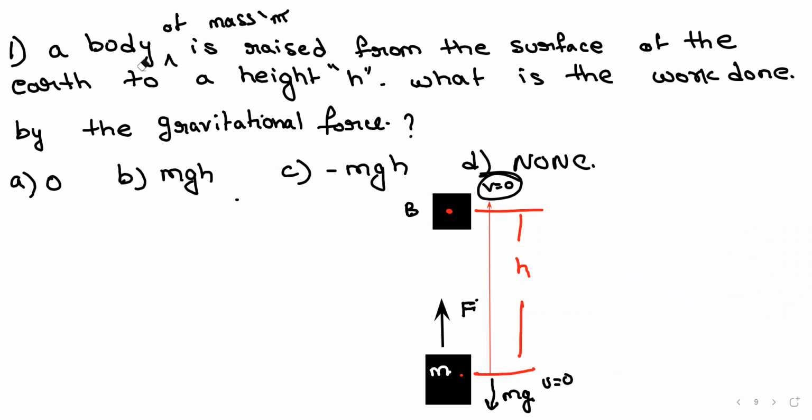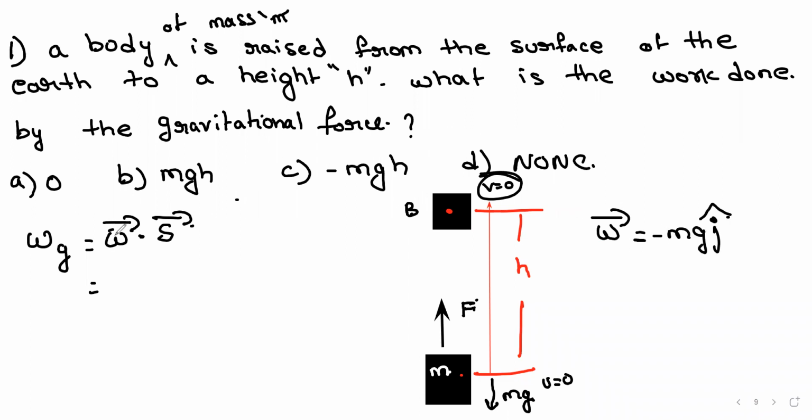So work done by gravitational force Wg is equal to, gravitational force is the weight, so weight vector dot displacement vector. Weight vector is minus mg j cap. We substitute minus mg j cap here, dot displacement vector hj. So j dot j is 1. We get the answer as minus mgh.